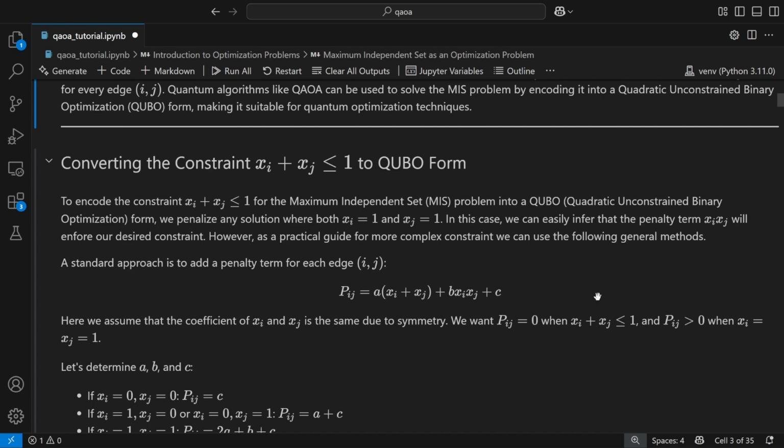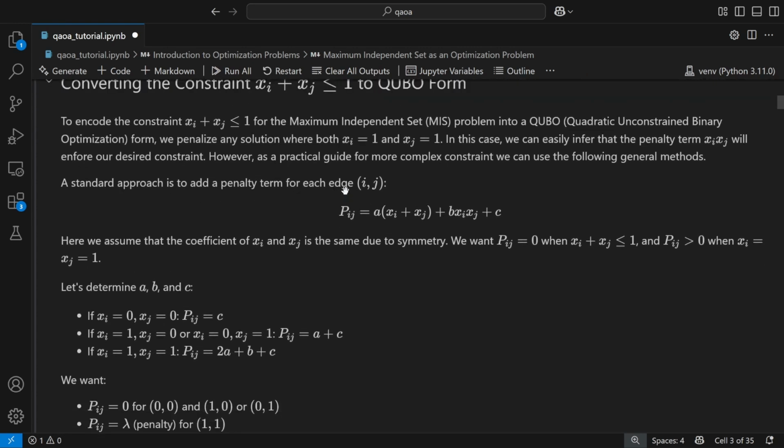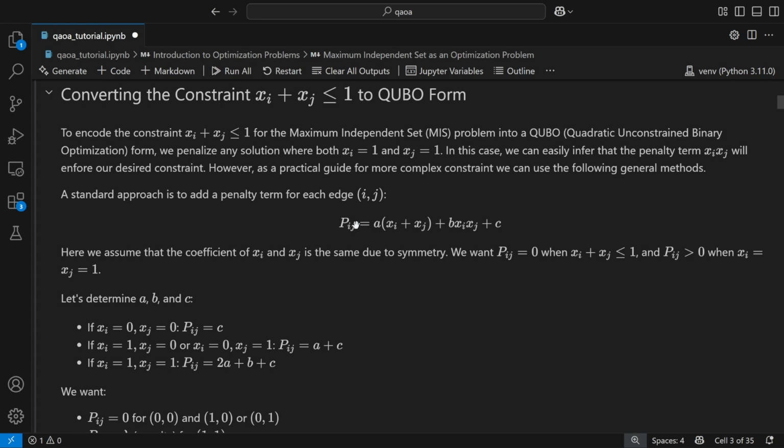In a more formal way, and for more complex constraints in the future, there's a way to systematically find this quadratic objective for each constraint, and I'm going to go through that now. Suppose that we express our constraint as a penalty Pij for every constraint ij. I can write that as a quadratic function. In this case, I'm assigning the same coefficient to xi and xj due to symmetry, and then I pick another quadratic term.